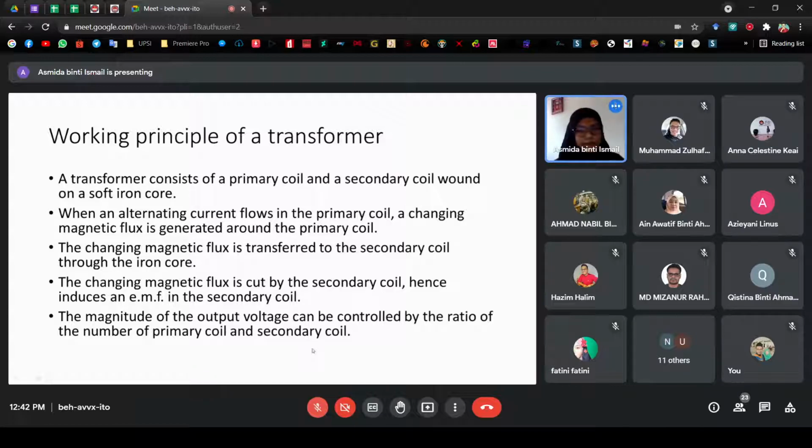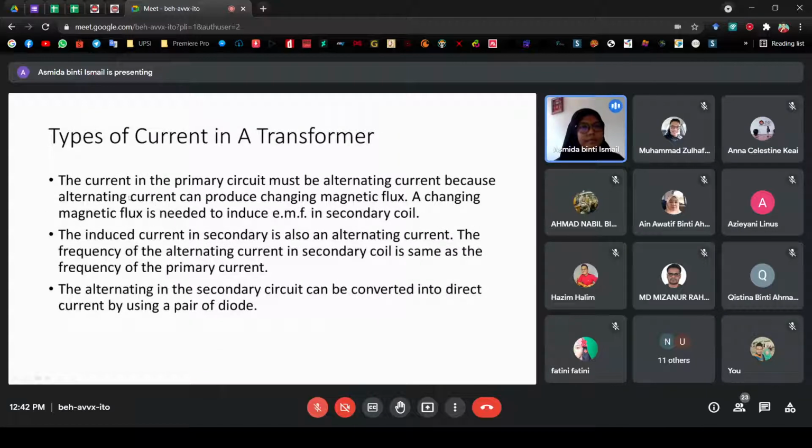the secondary coil. Okay. These are the types of current in the transformer. It must be alternating current. Transformer cannot use direct current. Dia mesti alternating current. Dia mesti arus ulang-alik je yang boleh lalu transformer ni. Arus terus tak boleh. Okay.